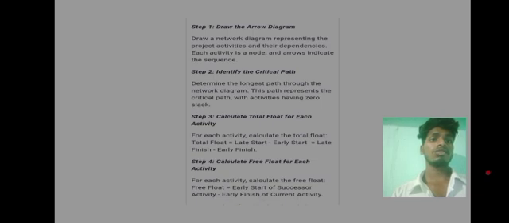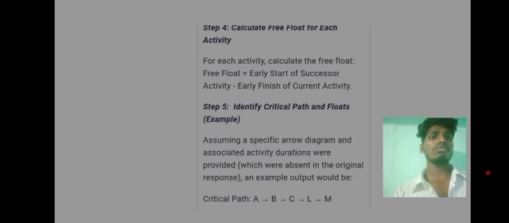Step 3. Calculate the total float for each activity. For each activity, calculate the total float, late start, early start, late finish, early finish. Calculate the free float for each activity. For each activity, calculate the free float: early start of the successor activity minus early finish of the current activity.